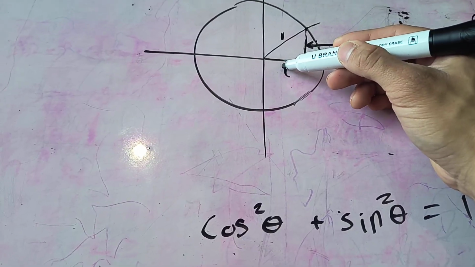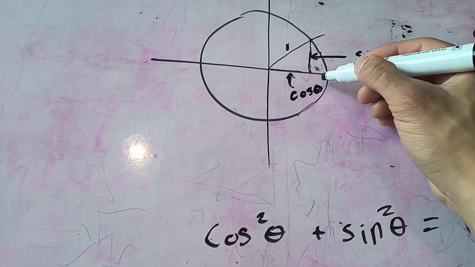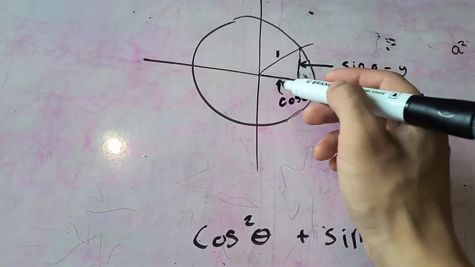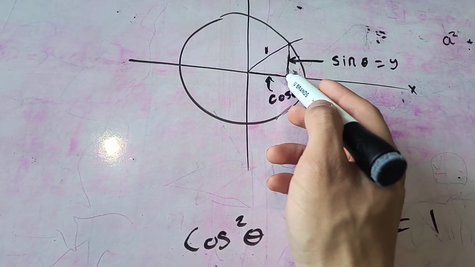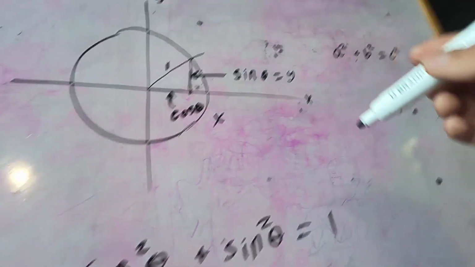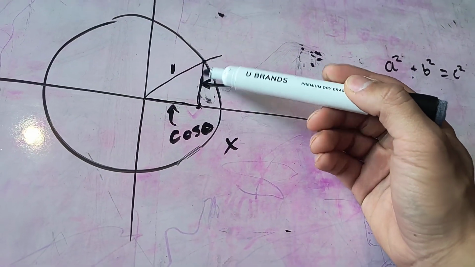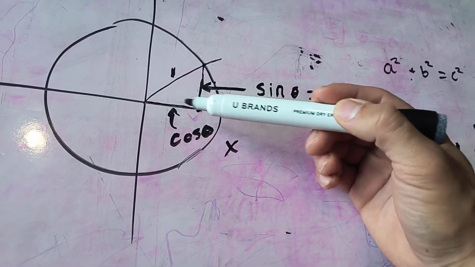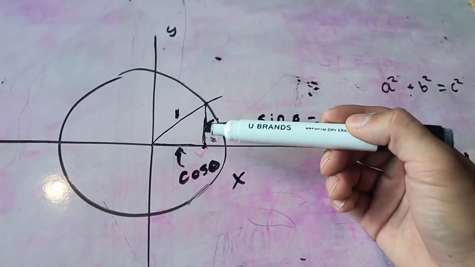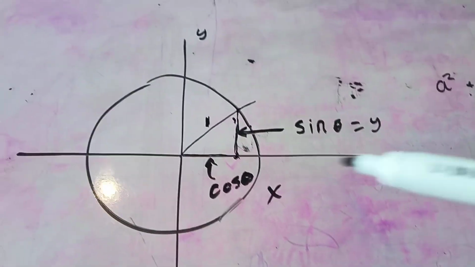This side right here is equal to cosine. That's what we extended our cosine definition to be. Or you can say x, because its length is going to be right here. So cosine is equal to x, sine is equal to y. These are also the lengths of these sides: the x distance is the length of this side, and the y distance is the length of the y side.